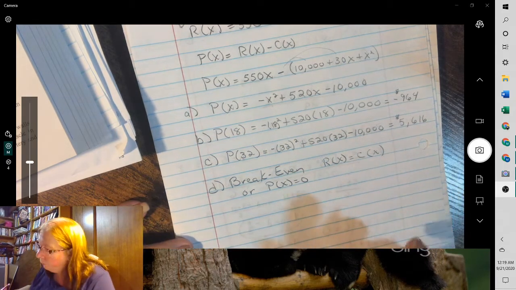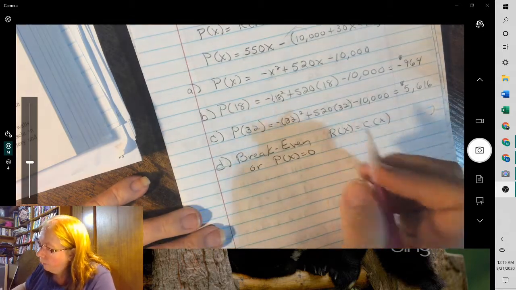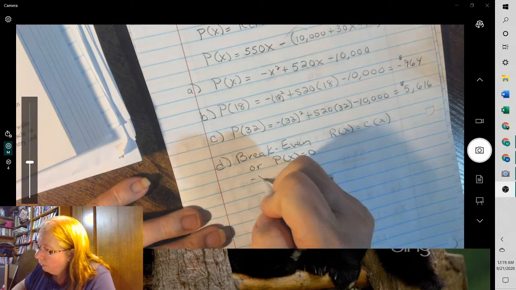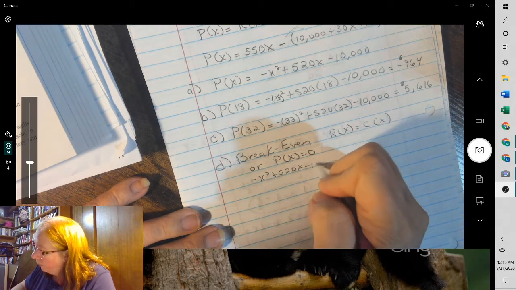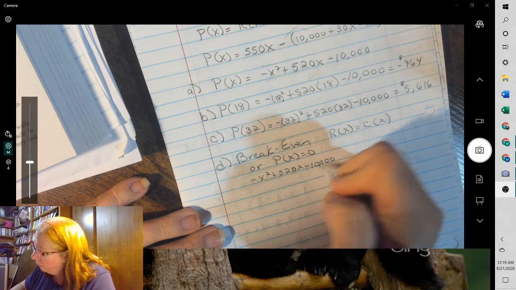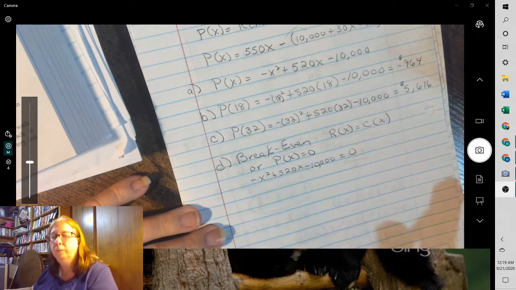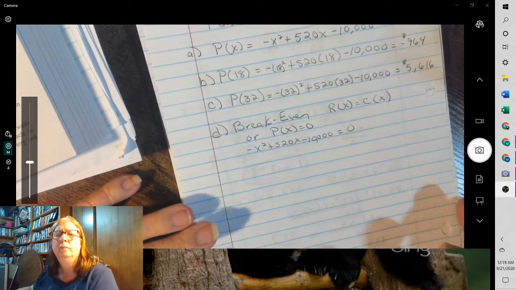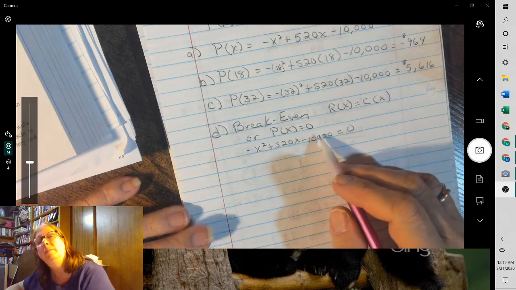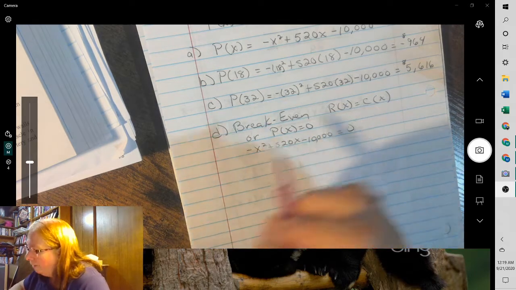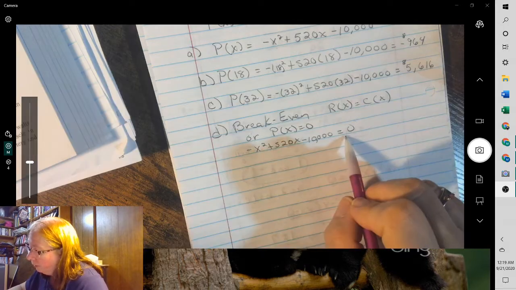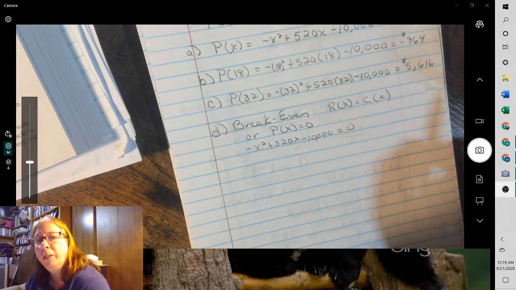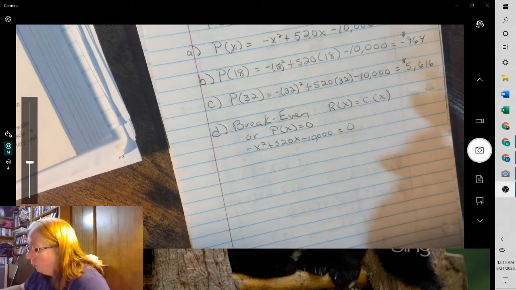So if we take the profit function we found, negative x squared plus 520x minus 10,000 and set equal to 0. Now 10,000, two numbers that multiply to give us that, plus the 520, plus we have a negative in front. We'd have to get rid of that too. Quadratic formula would be a lot easier for this because the number's so large.